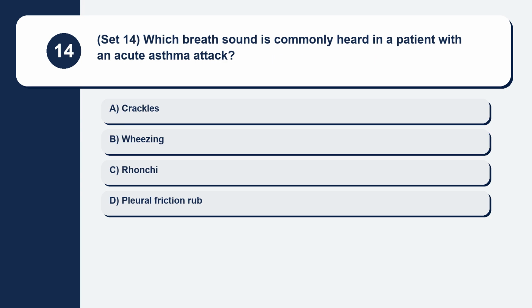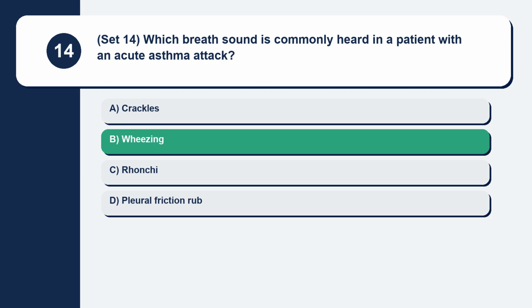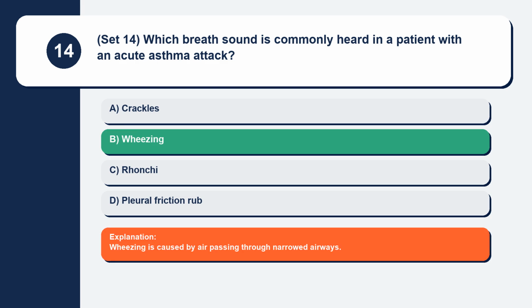Question 14. Set 14. Which breath sound is commonly heard in a patient with an acute asthma attack? Crackles, wheezing, rhonchi, pleural friction rub. Wheezing is caused by air passing through narrowed airways.